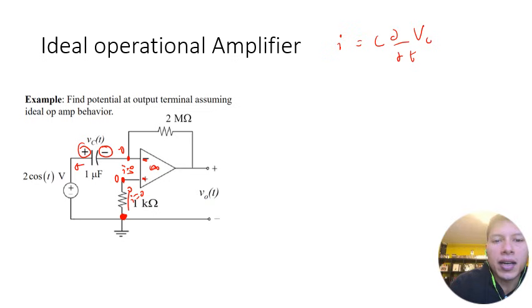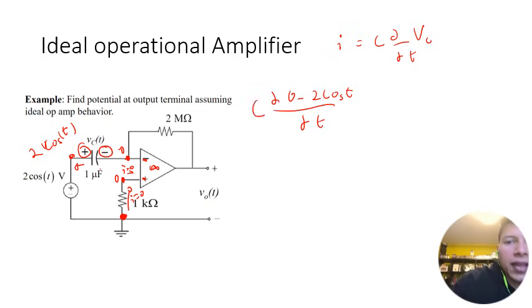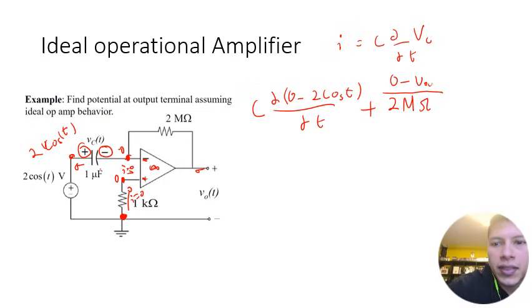Okay, so we can now write out our equation for this particular circuit. And what we're going to have is, so this voltage here is 2 cosine t. And we know that this voltage here is 0, so we're going to have 0 minus 2 cosine t, d/dt times C, plus the 2 mega ohm, and then in the numerator we would have 0 minus V out, or VO. That should be equal to 0. And then we also have that the capacitance is 1 microfarad, so I'm just going to plug in 1 microfarad here.